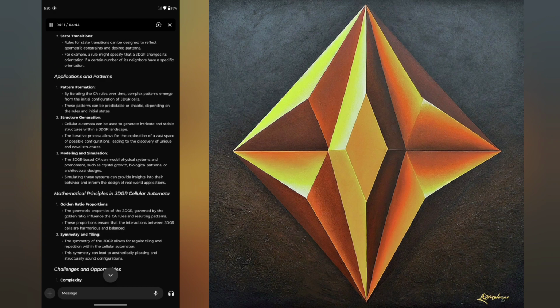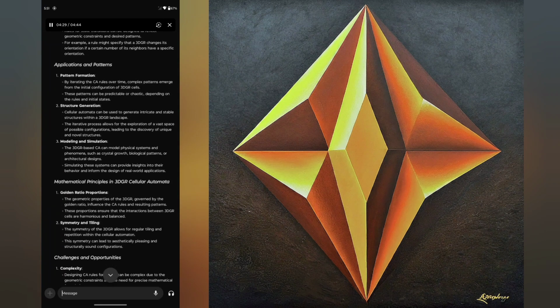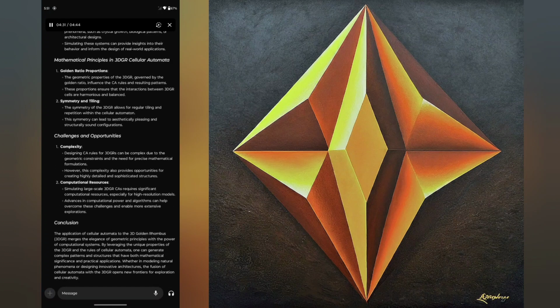Conclusion. The application of cellular automata to the 3D golden rhombus, 3DGR, merges the elegance of geometric principles with the power of computational systems. By leveraging the unique properties of the 3DGR and the rules of cellular automata, one can generate complex patterns and structures that have both mathematical significance and practical applications. Whether in modeling natural phenomena or designing innovative architectures, the fusion of cellular automata with the 3DGR opens new frontiers for exploration and creativity.